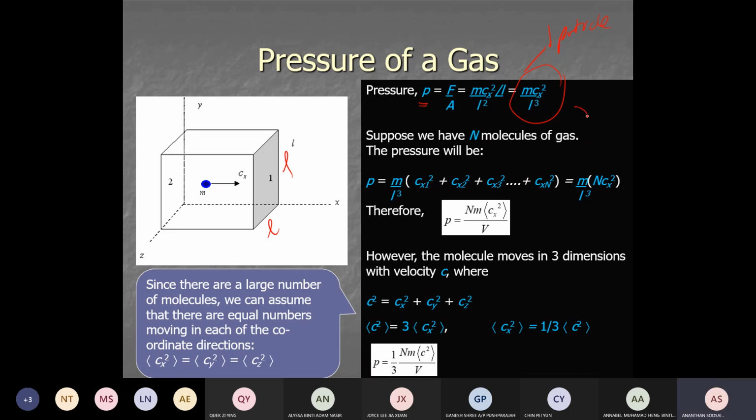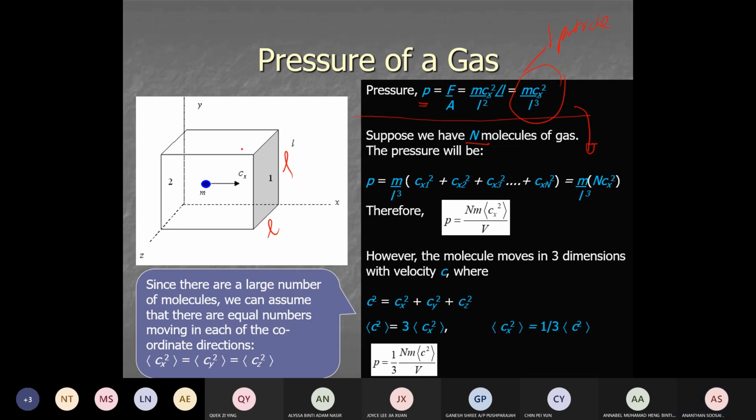So after this, we're going to make the model become more realistic. Of course, the gas is not only contained with one particle. It might have lots of particles, right? So suppose we have n molecules of gas in this container.